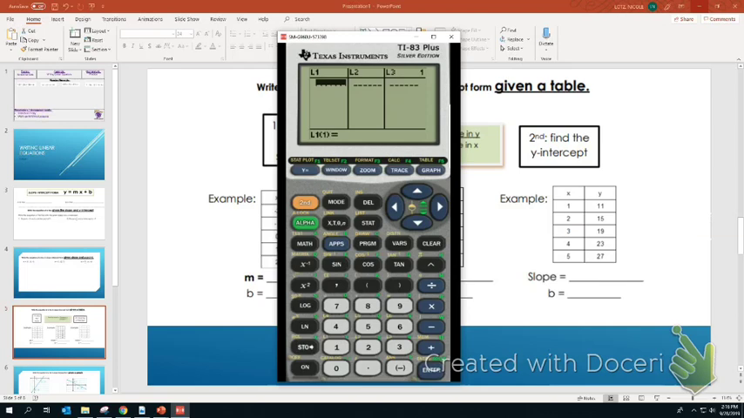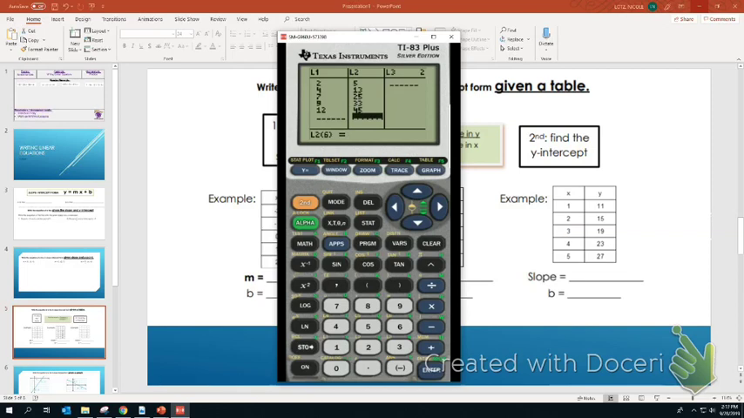So let's take the second example that we just did. If I look at my x's, I have 2, 4, 7, 9, and 12. If I scroll over to L2, those are going to represent my y's. So when x was 2, y was 5. Then I have 13, 25, 33, and 45. So I've created the table in the calculator.